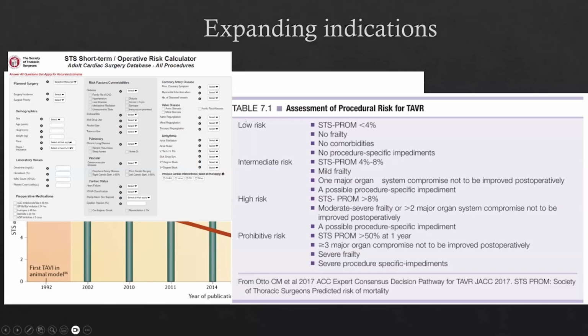And patients can be lumped into low risk, intermediate, high, and prohibitive risk. So when I talk about groups of patients becoming increasingly approved, we started with high risk and prohibitive risk patients, dropping down to intermediate risk, and then finally these low risk surgical patients.